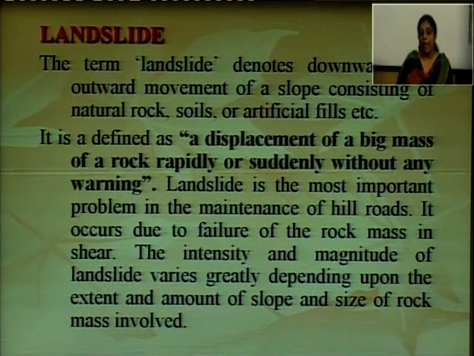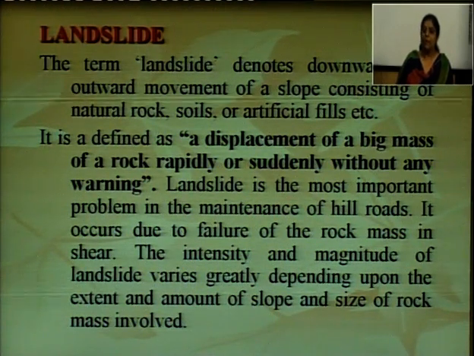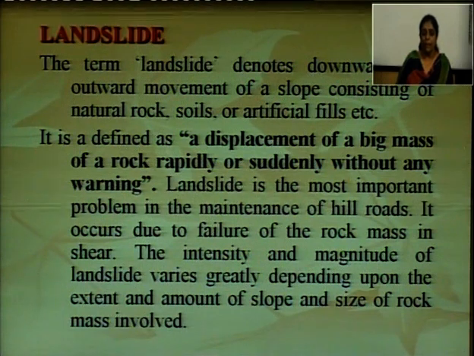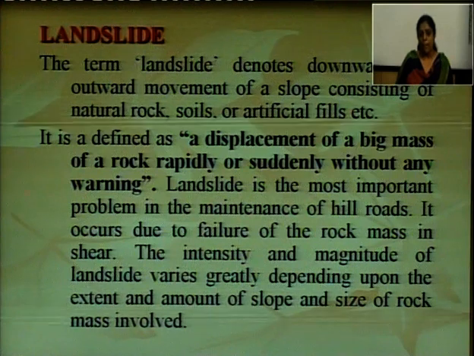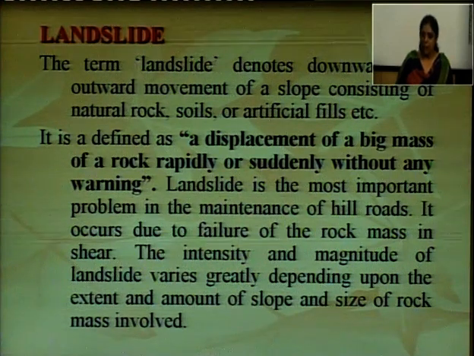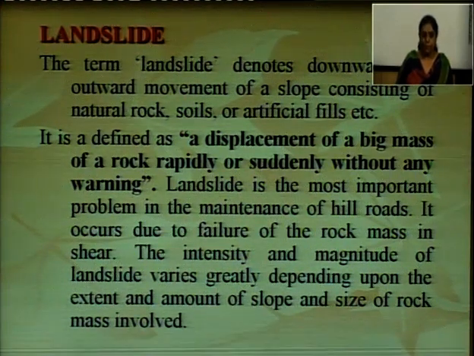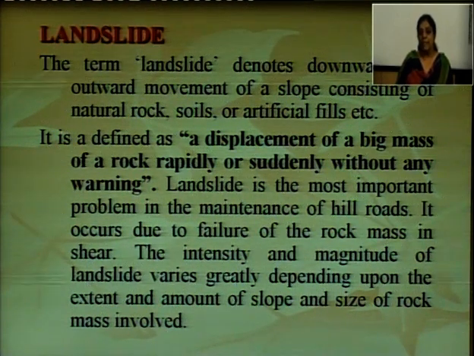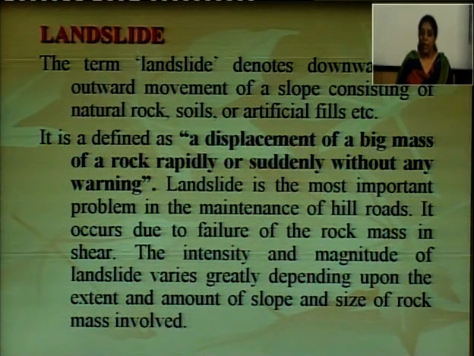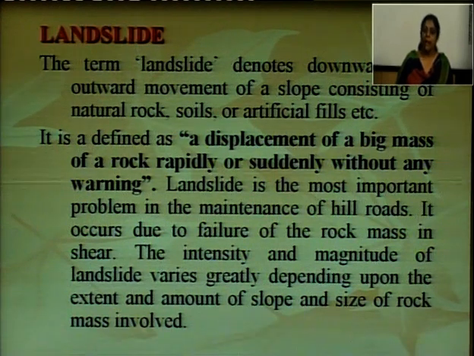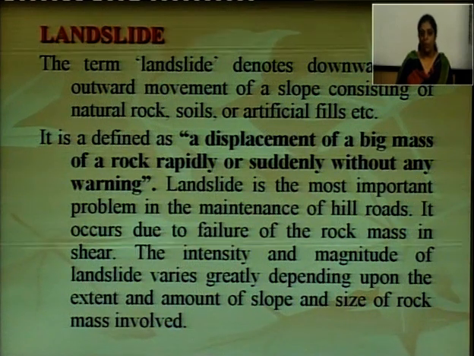When the whole of the hill comes down flowing like a river. It generally happens in rainy seasons. Landslide is a problem faced by hill roads mostly in the rainy season. So, it is defined as a displacement of a big mass of rock rapidly or suddenly coming down without any warning. Landslide is the most important problem in the maintenance of hill roads.